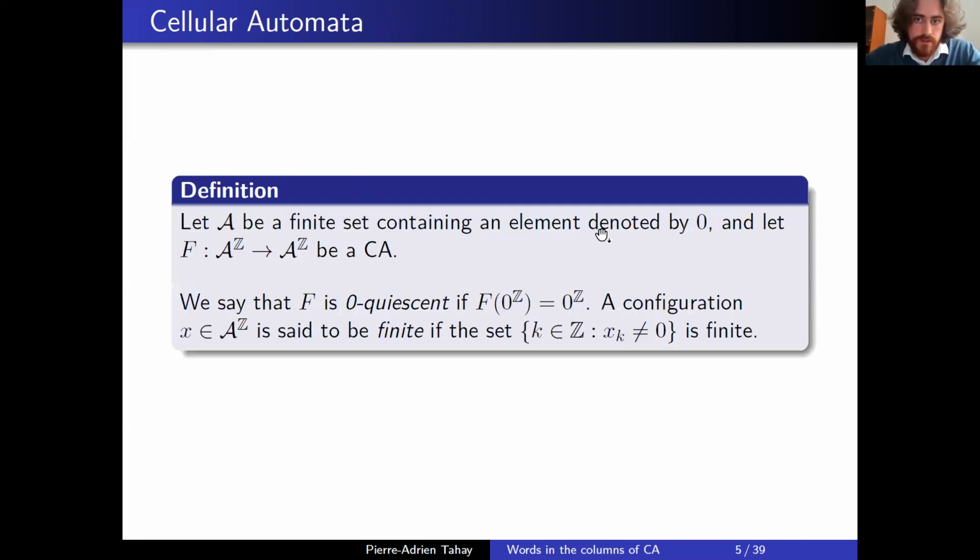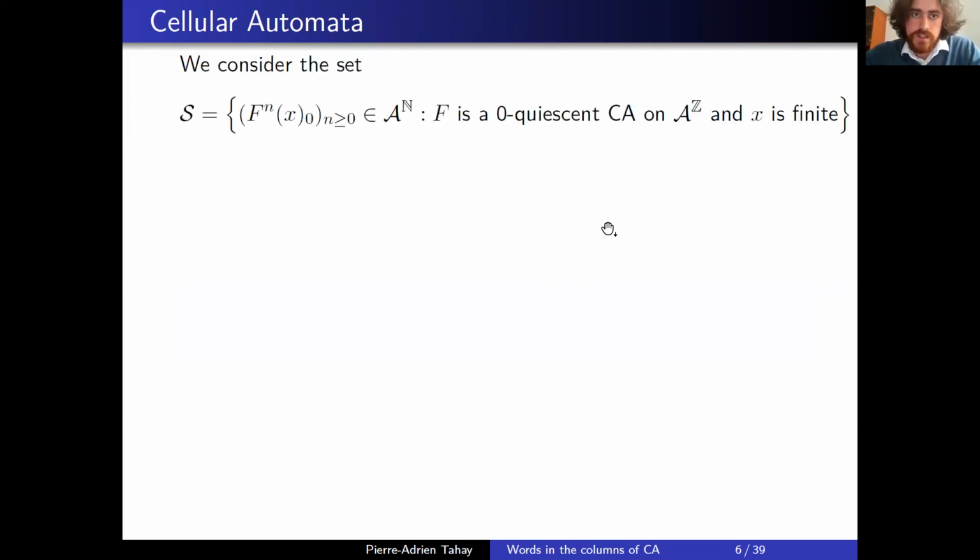And so when you have a cellular automaton, if you denote by zero an element, we say that F, the cellular automaton, is zero quiescent if F of 0^Z equals 0^Z. And a configuration is said to be finite if the set of integers k such that x_k is non-zero is finite. And in this talk, we will consider the set S of the sequences such that F is a zero quiescent CA and X is finite.